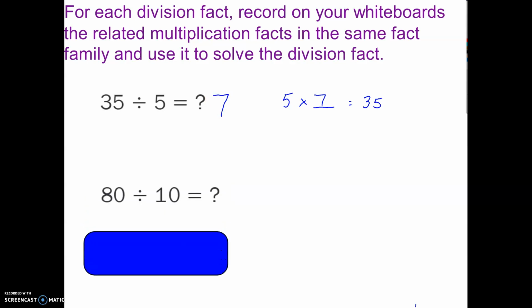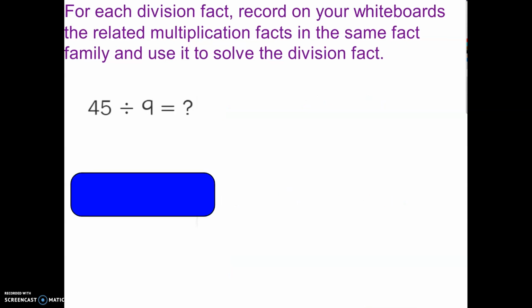Try this one. 80 divided by 10. So you're going to think to yourself, 10 times what number equals 80? Or how many 10s are in 80? Count up. 10, 20, 30, 40, 50, 60, 70, 80. That's 8 10s. So 10 times 8 equals 80. That means 80 divided by 10 equals 8. So there are 8 10s in 80. Erase your board. We're going to try it one more time.